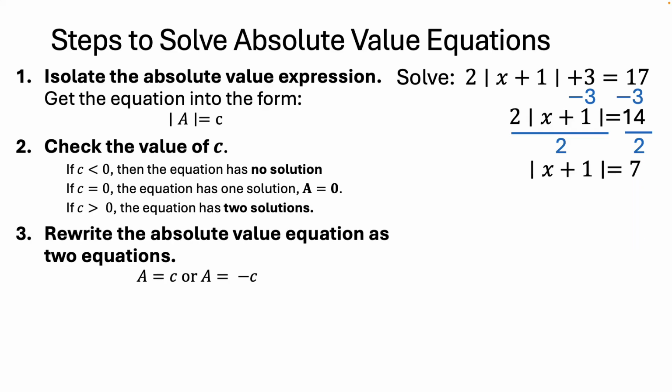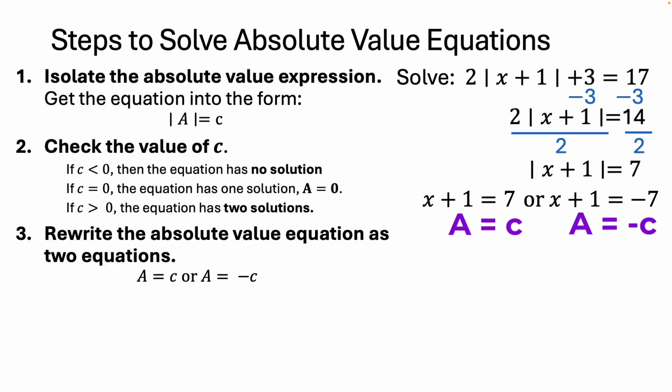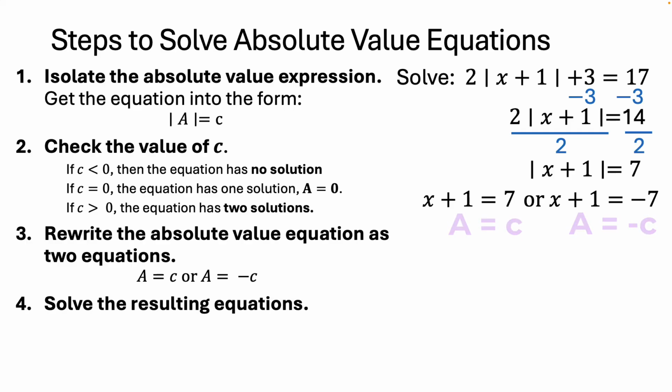The third step is to rewrite the absolute value equation as two equations. This is where the algebraic expression inside the absolute value, a, is equal to c, or where a is equal to negative c. So looking back at our problem, we would take that algebraic expression inside the absolute value, x plus 1, and we would set x plus 1 equal to 7, or x plus 1 is equal to negative 7. So essentially, this is saying that a equals c, or a equals negative c. Now we need to solve the resulting equations. Let's solve the first one.